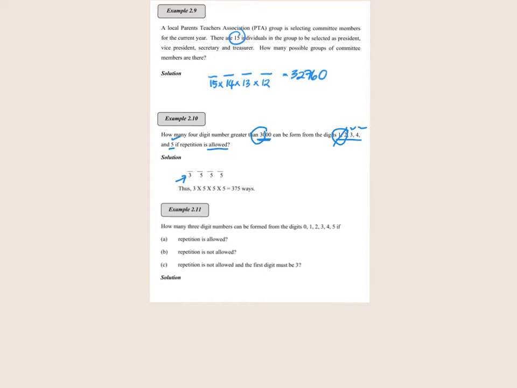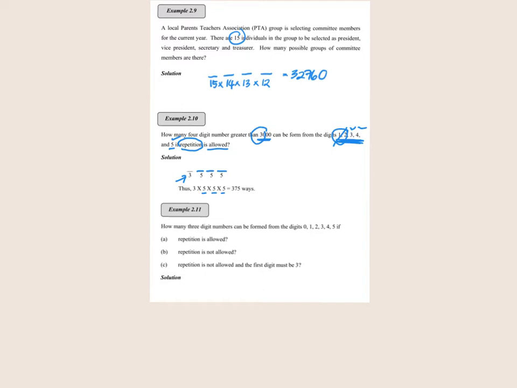And then for the second, third, and fourth slot, it is stated here that repetition is allowed. So we have 1, 2, 3, 4, 5. And we have no rules stated in this question for the remaining slots. So we can use any numbers from the 5 digits for the empty slots. That's why for this case, 3 multiplied by 5 multiplied by 5 multiplied by 5 equals 375 ways.